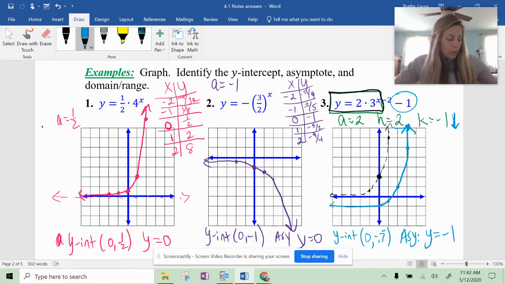And that's pretty much it. That's how you're going to find all that information. So let's review some more of these graphs where we can actually do this shifting and get used to how all the numbers affect where things are on the graph.